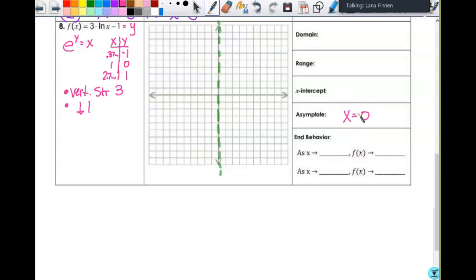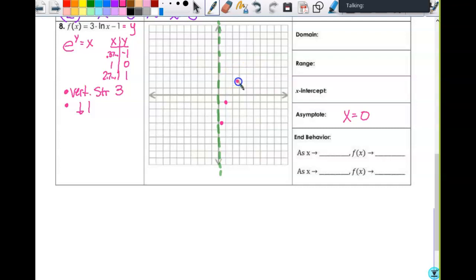Then I'm going to use my anchor points. So I'm going to go to 0.37, -1. A vertical stretch by 3, so my new y value is -3. And then I go down 1. I'm right there. Then I'm going to go to 1, 0. Vertical stretch by 3, so I don't go anywhere. And then I go down 1. Then I go to about 2.71. Vertical stretch by 3, so my new y value is 3. And then I go down 1.